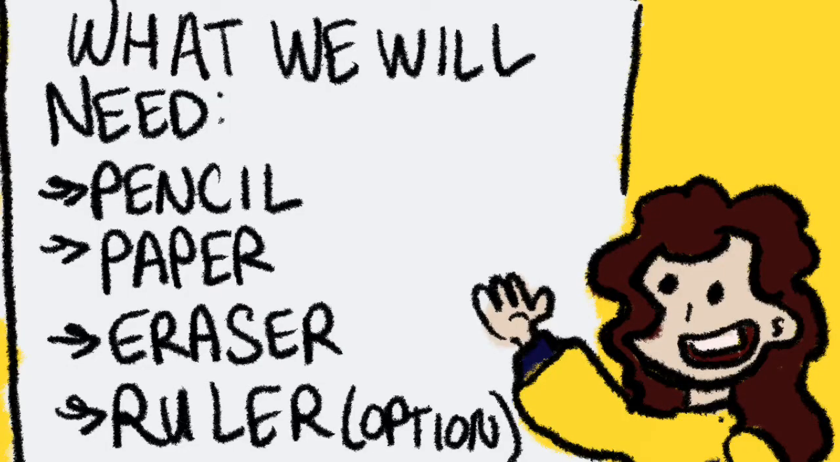For today's video, you're going to need a pencil, paper, eraser, and then the ruler is always optional for this. It's just for creating your grid lines if you need it.